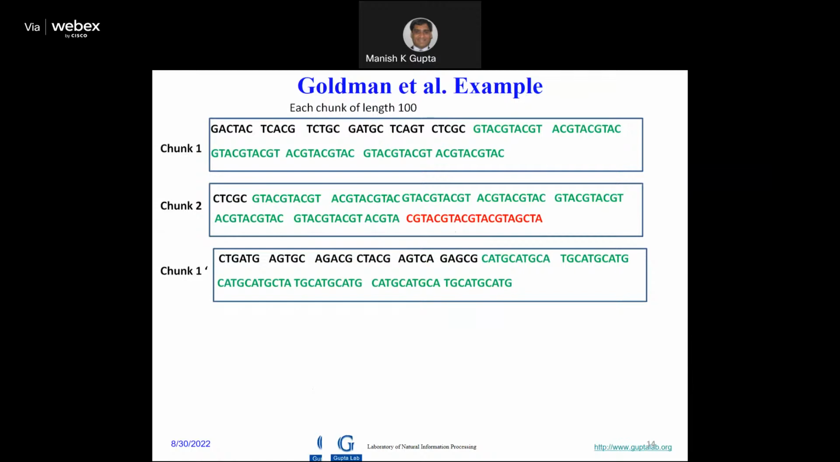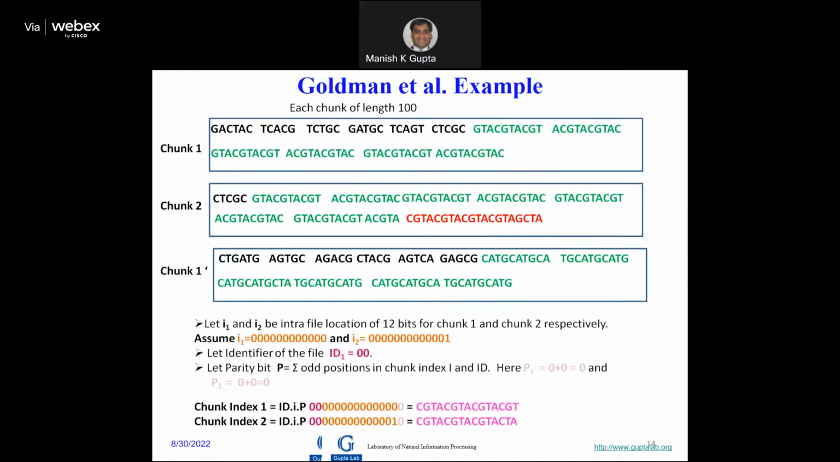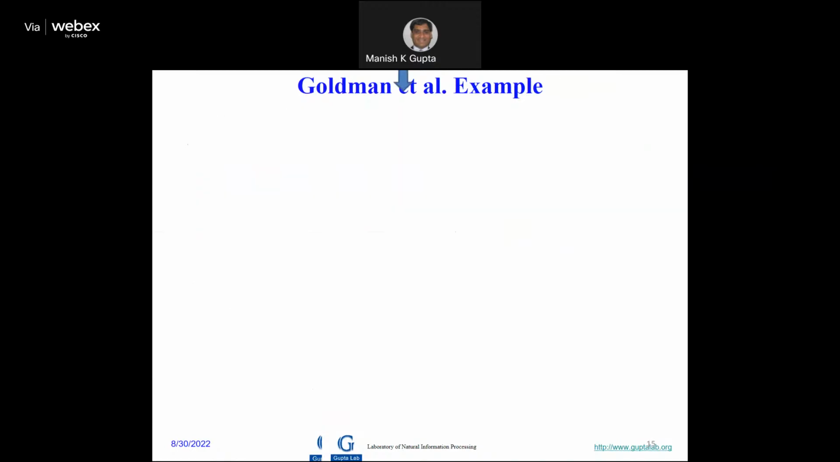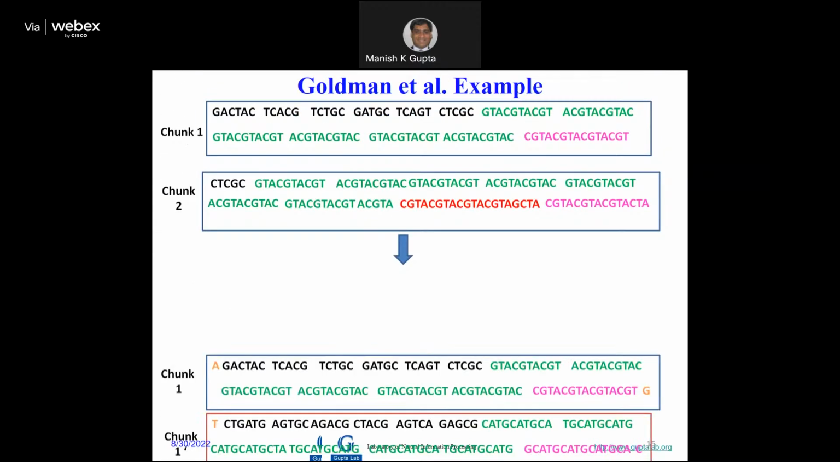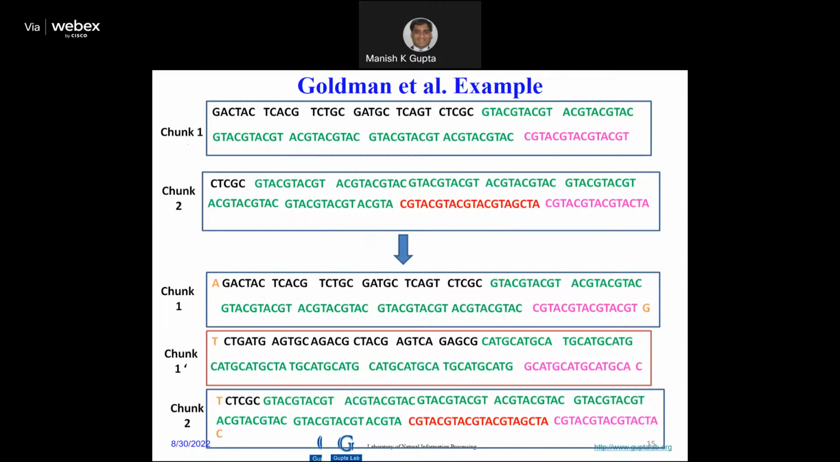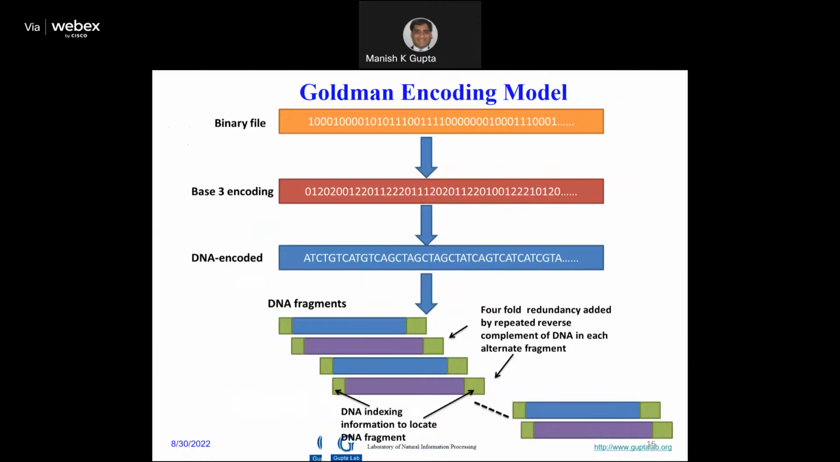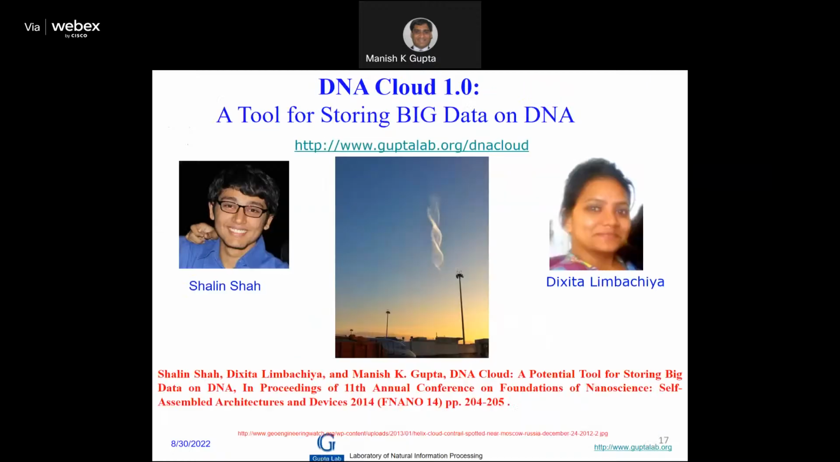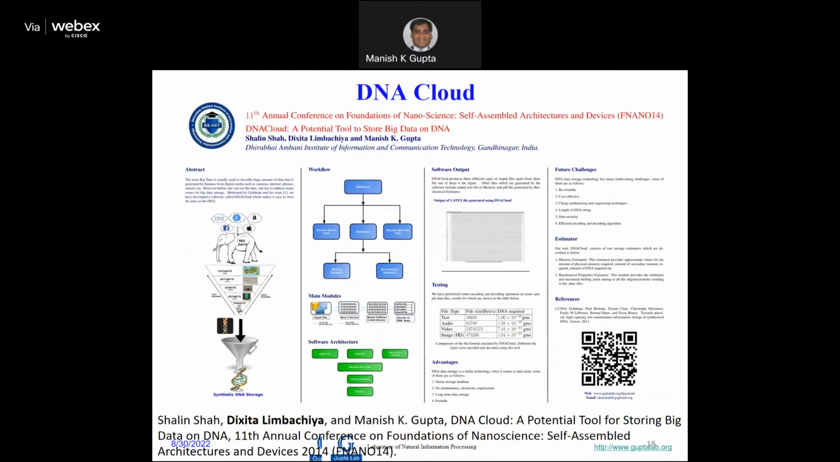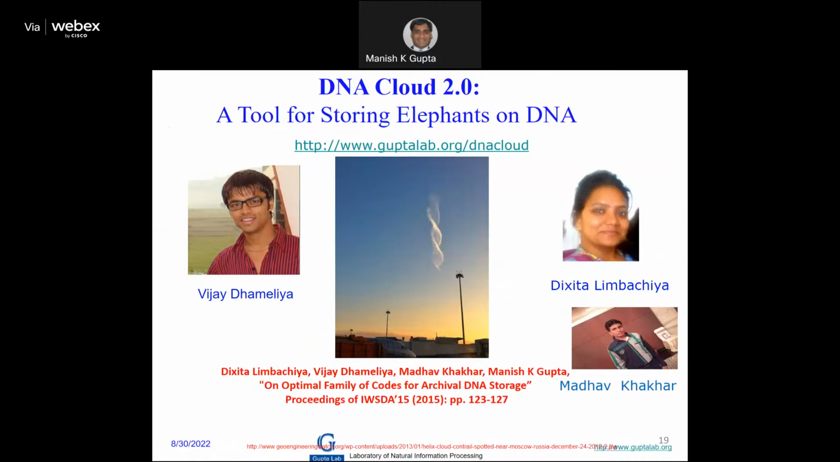Then chunks are made of length 100 and so on, identifiers and indexing are done for the chunks, and parity is added. This is all pretty much engineering stuff. So let me show you. Yes, the Goldman encoding model uses fourfold redundancy. We implemented this Goldman model as software.